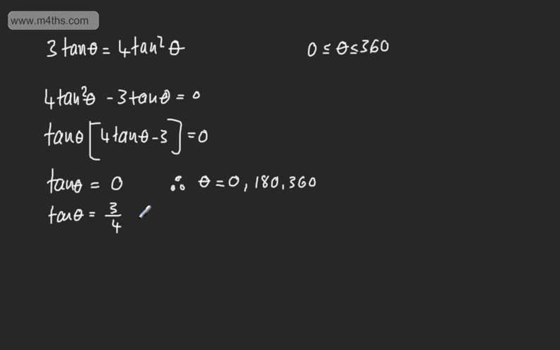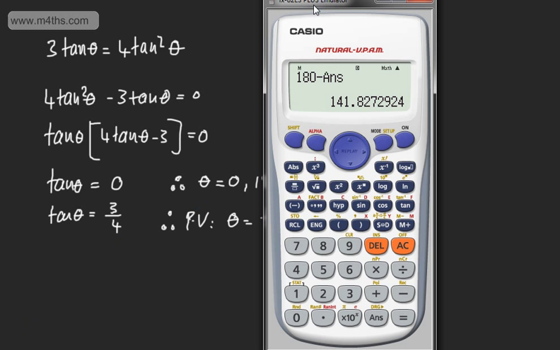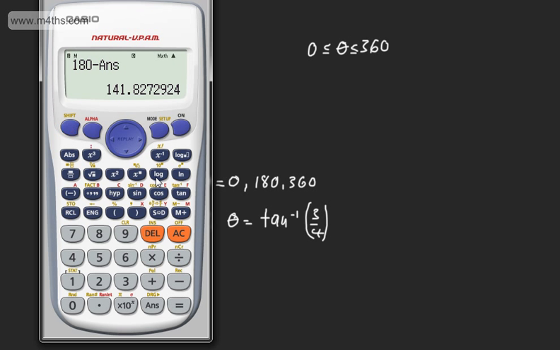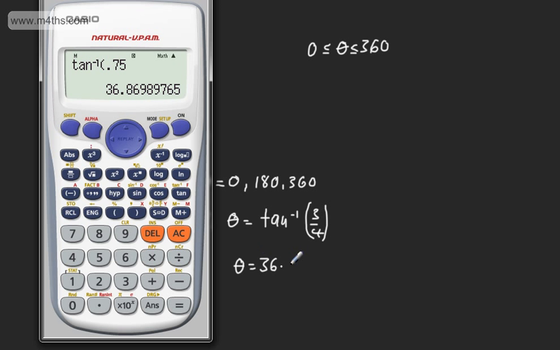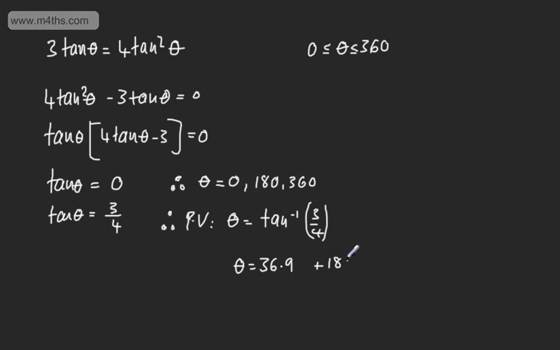What we would do is get a principal value. Therefore, for the principal value, theta is going to be equal to the inverse tan of 3 over 4. Remember, tan doesn't have to be between minus 1 and 1, as cosine and sine do. So let's go ahead and do that. We're in degrees, shift tan, and then we've got 0.75 or 3 over 4. That's going to give us a principal value of 36.8 and so on. So theta is equal to, let's do this to one decimal place, 36.9, and then of course plus 180n.